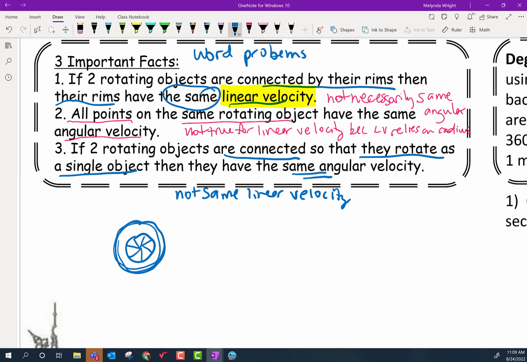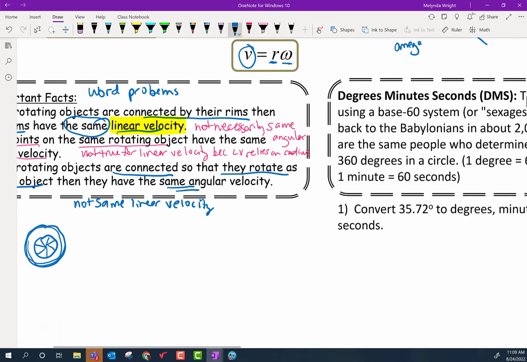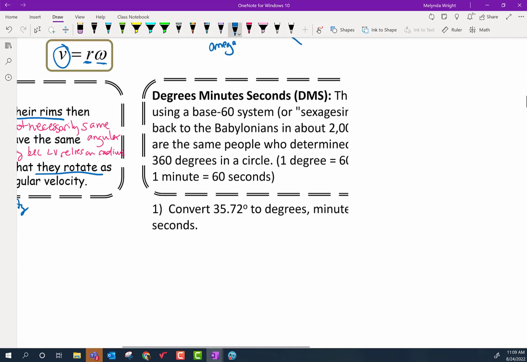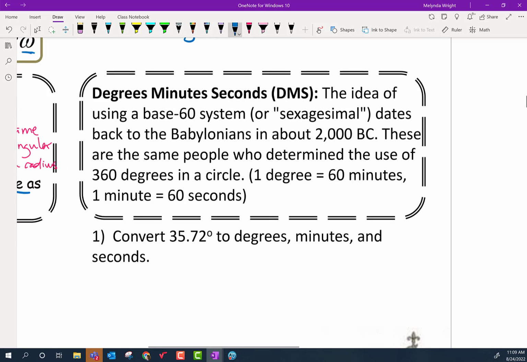I hope in all of this that you really get into your mind that linear velocity is all about the radius. It's all about the distance that you're traveling. And angular velocity has nothing to do with the radius. Okay? So now let's move to the other topic that we're going to talk about today, which is degrees, minutes, seconds.